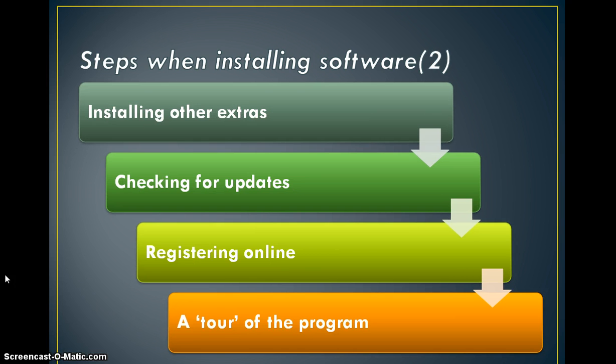There's sometimes other extras or some other programs that you need to install with the program. And then there's checking for updates. Sometimes when you install a program, there might be new updates available, so you can check for updates. Obviously you need the internet for that. And then you can normally register online, and if you register online, then they can send you updates and send you information and make sure that your copy is legit. And sometimes they'll give you a tour of the program. Now not all of these features will be shown when you install software, but most of them will come up.